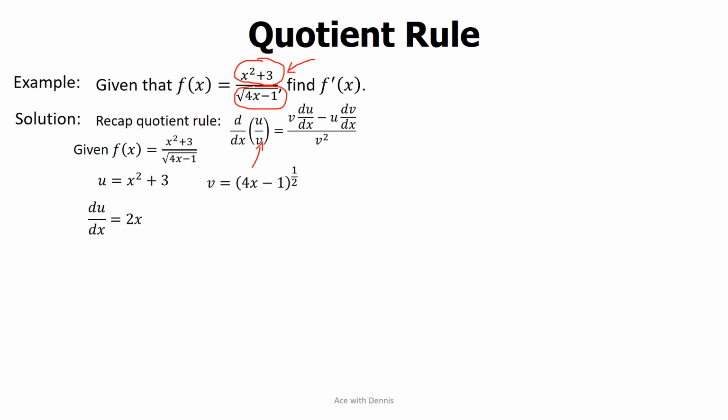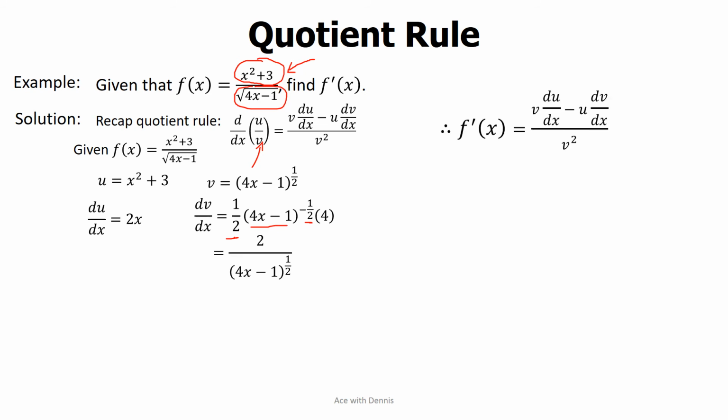And the v will be (4x minus 1) to the power of half. Hence, dv over dx equals, so power bring down, which is half. Copy the bracket, (4x minus 1). Power minus 1, so half minus 1, I get negative half here. Then I differentiate the bracket. So differentiate 4x, I get 4. Differentiate negative 1, I get 0. Then we simplify, it becomes 2 over (4x minus 1) to the power of half.